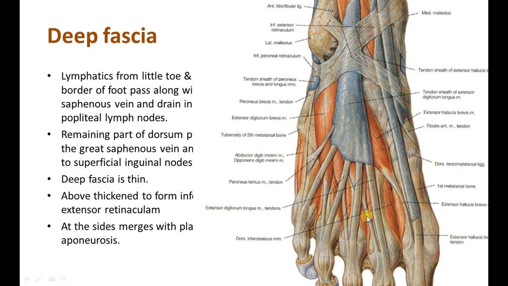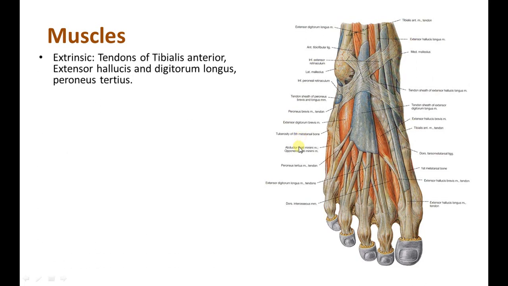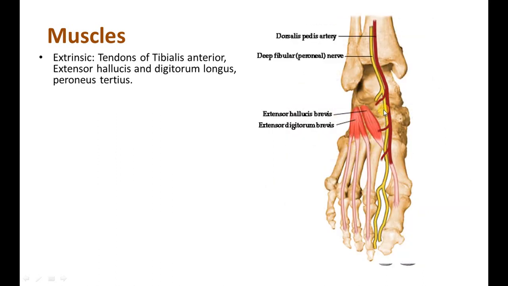Dorsal interossei. 4 dorsal interossei you are able to see here. Then you are able to see more laterally the peroneus longus muscle. So as I told you, the tendons of the tibialis anterior, extensor hallucis longus, extensor digitorum longus and peroneus tertius. Intrinsic muscle: extensor digitorum brevis is the muscle.